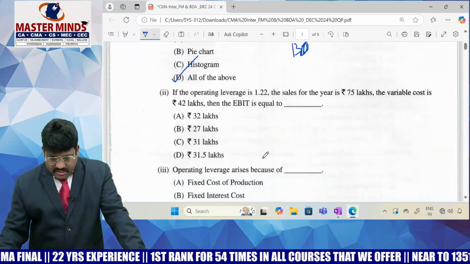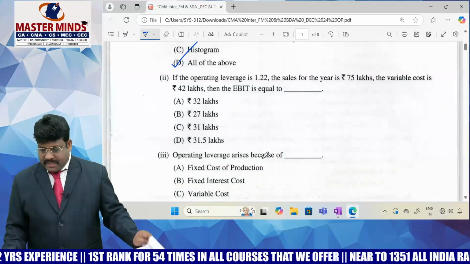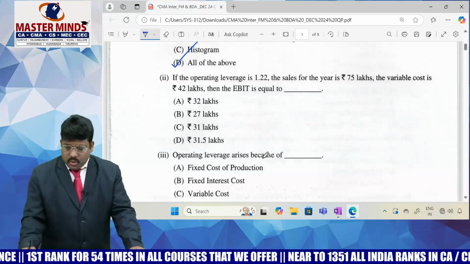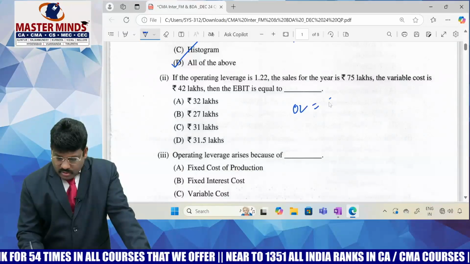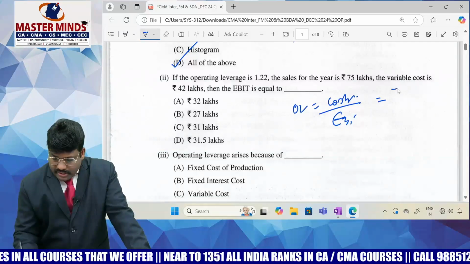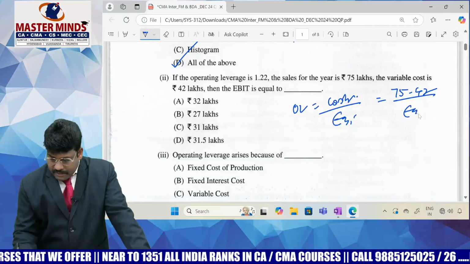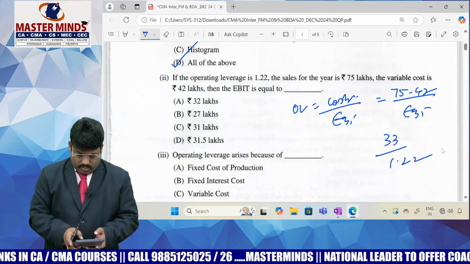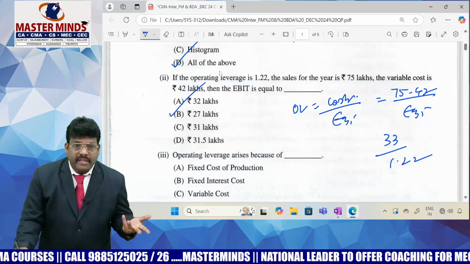Coming to the next one: if operating leverage is 1.22 and the sales of the company is 75, what would be the EBIT, if the variable cost is 42 lakhs? Very simple here. Operating leverage equals contribution divided by EBIT. So how do you get the contribution? 75 minus 42, you will get the contribution. That is 33. So 33 divided by 1.22, you will get it. 27 lakhs would be the EBIT, right?